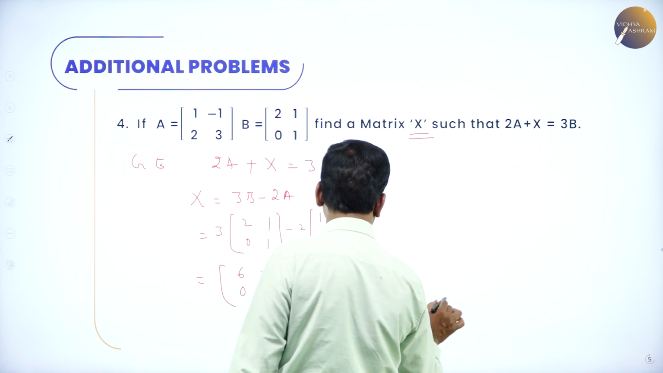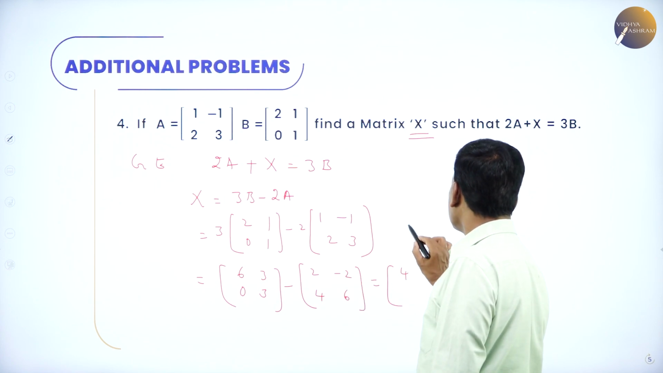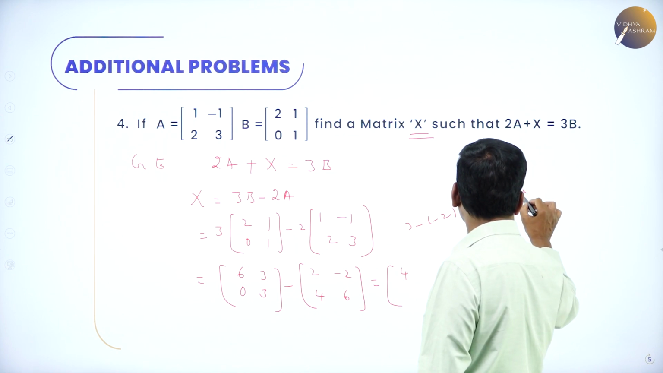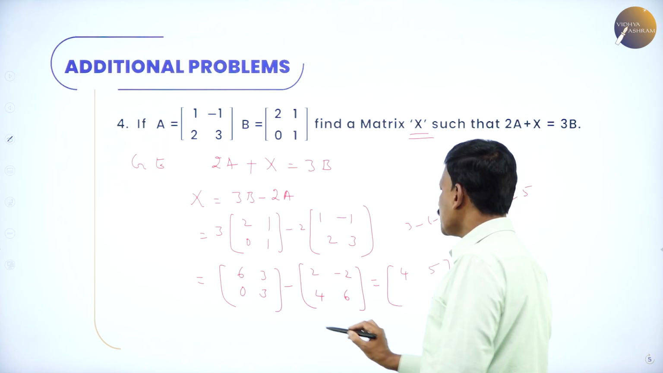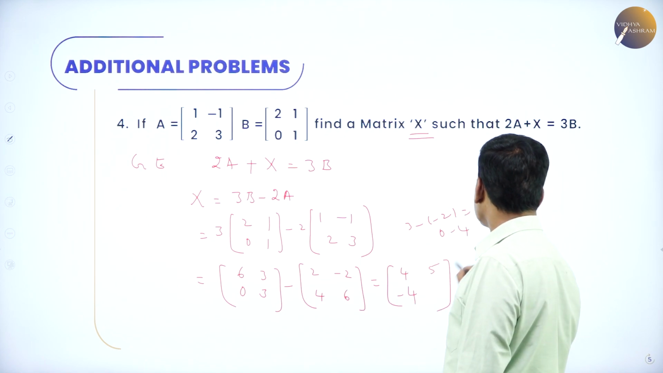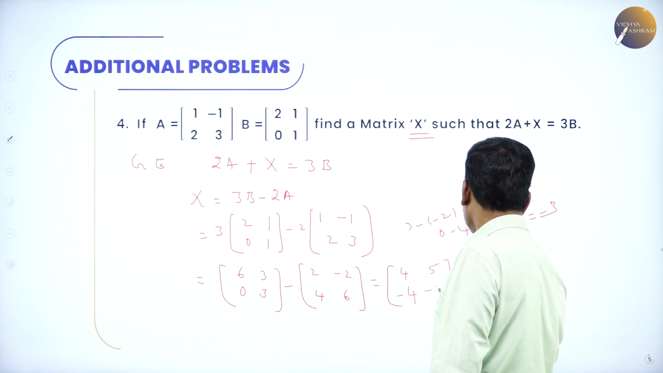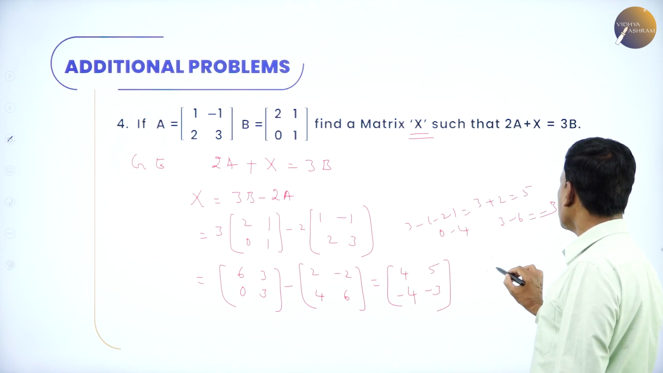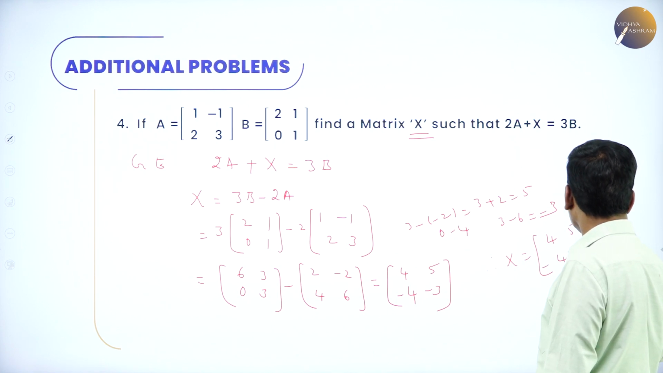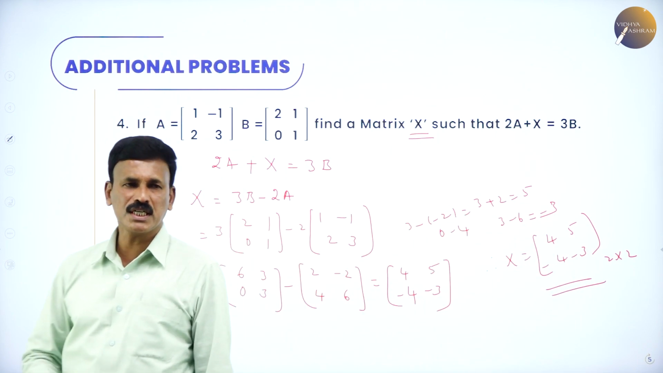Subtract this, this is equal to 6 minus 2 is 4. Again 3 minus into minus is plus, 3 plus 2 is equal to 5. This is 5. Next 0 minus 4 is equal to minus 4 and 3 minus 6 is equal to minus 3. This is minus 3. So therefore the matrix X is equal to, what is the matrix? 4, 5, minus 4 and minus 3. This is also of same order 2 cross 2. So this is the value of X.